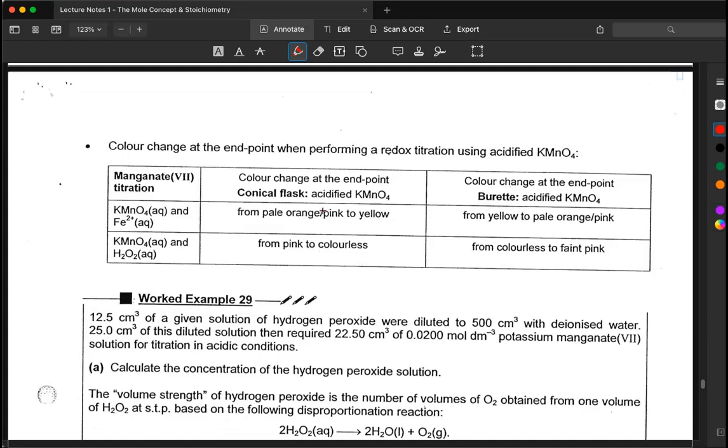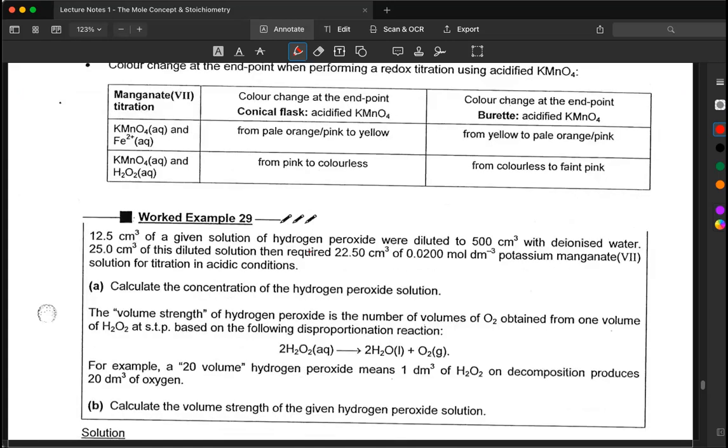If the conical flask has the KMnO4, the color goes orange to yellow because Fe3+ is yellow. It will be orange at first, then pink because of the KMnO4. Then for this one it will be pink to colorless. Okay.